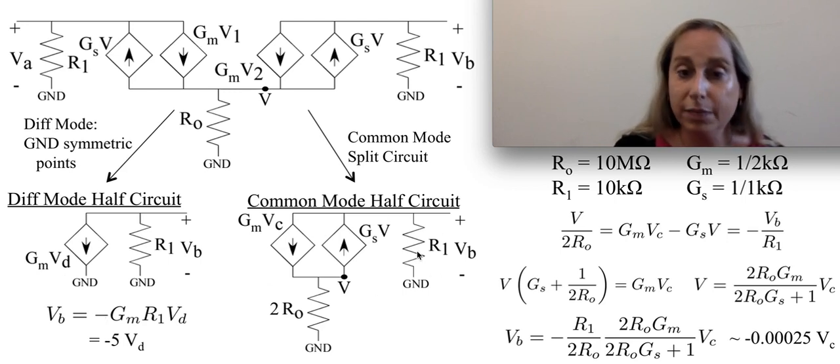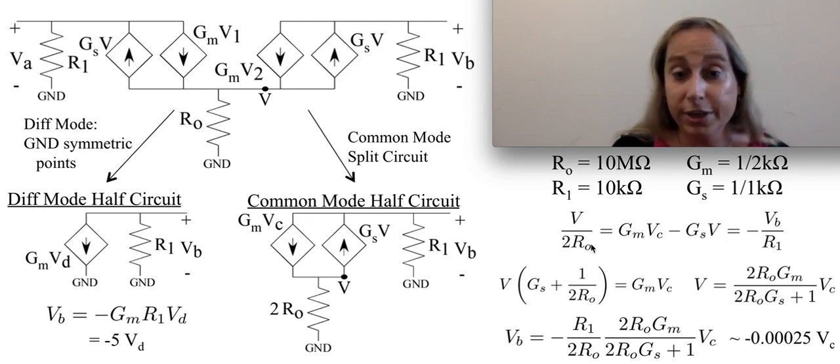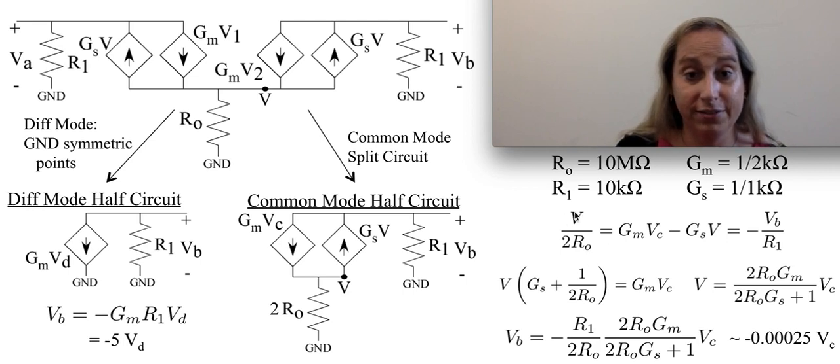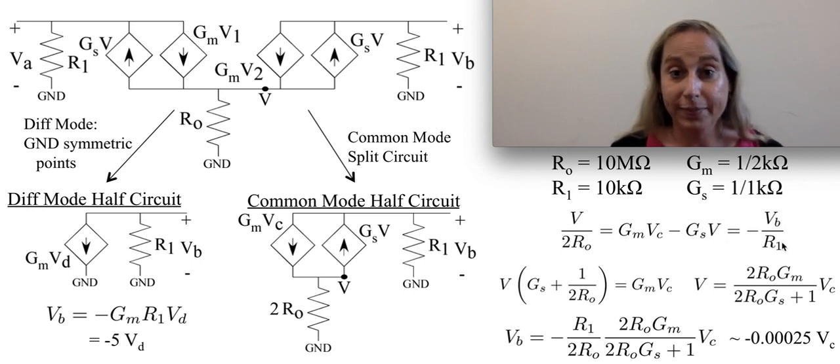This circuit takes a little bit more in terms of its solution. What you end up needing to do is realize that the current that's going through this resistor is the same that's coming up through this resistor, and that's going through these two sources. So in equations, saying exactly what I just said: I've got V over 2R is equal to the current that's going down through those two current sources, so the GM and the GS term, and then minus VB over R1. And that gives me my terms.